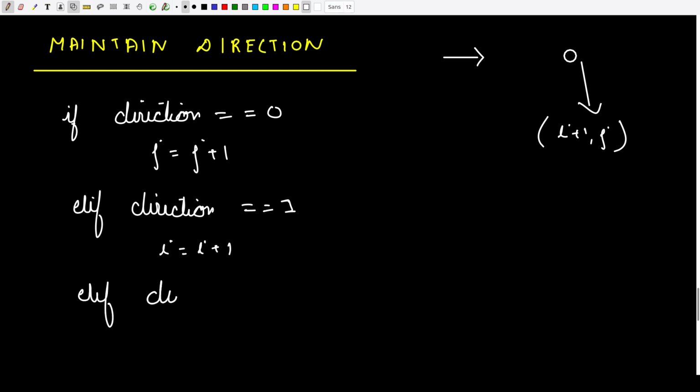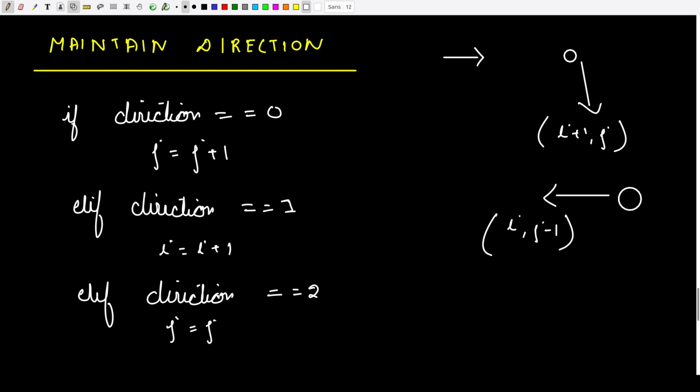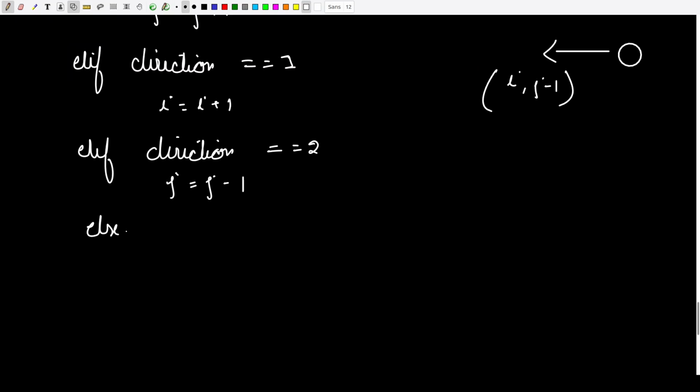Similarly, if my current direction is 2, so 2 simply represents we are going from right to left. So if this is my current direction and if this is my current element, then the next element will be at index i comma j minus 1. So our j will be equal to j minus 1. Otherwise, if my current direction is bottom to top, and if this is my current element, then the next element is at position i minus 1 comma j. So let us do that. i equals i minus 1. So in this way, we will be able to update our i and jth counter when we have to change our direction or when we have to maintain our direction.